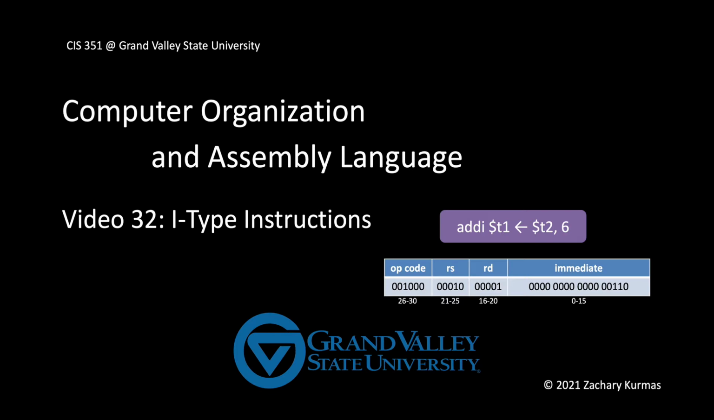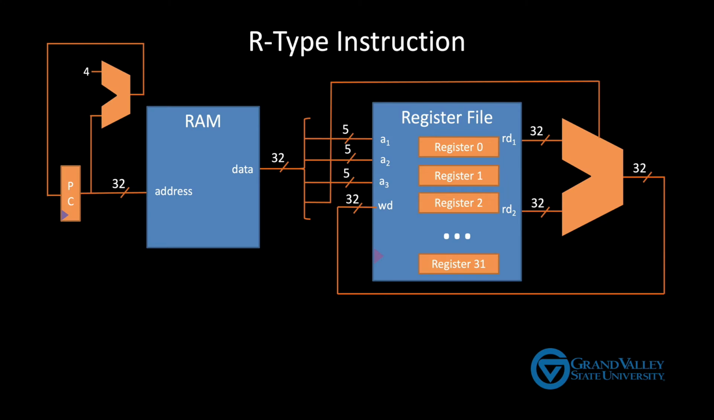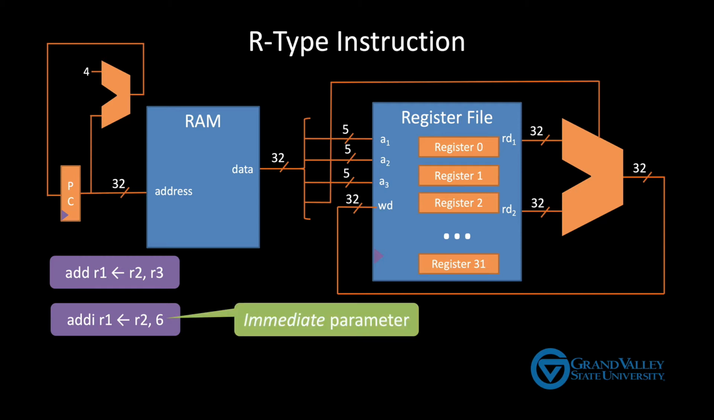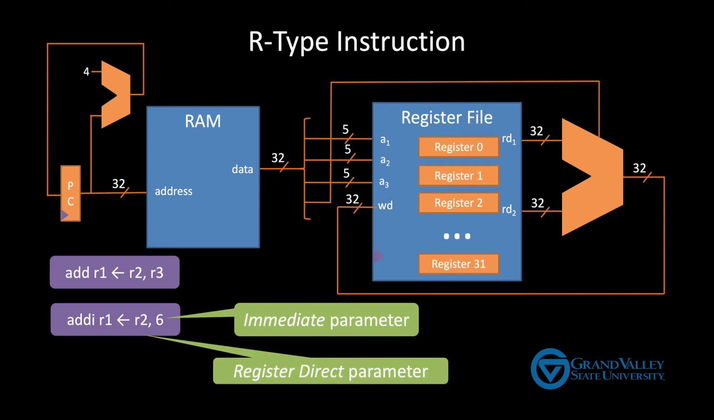Videos 29 and 30 show how to build a CPU that can execute a sequence of arithmetic instructions where each instruction takes two registers as input and puts the result in a third register. In this video, we add support for instructions that take as input one register and a literal value. This hard-coded literal parameter is called an immediate parameter because, as we'll see, this value is stored immediately in the instruction. In contrast, the other parameter is classified as register direct because that data is stored inside a register.